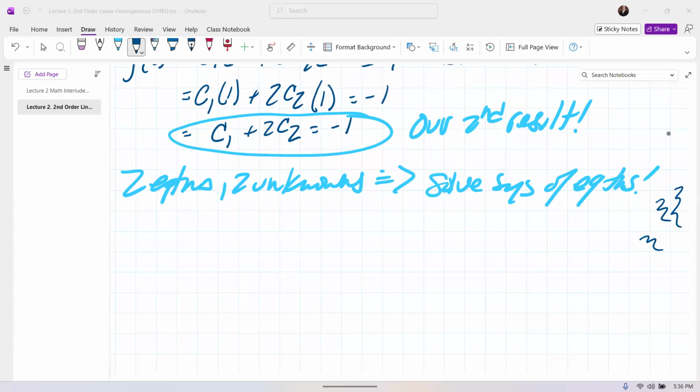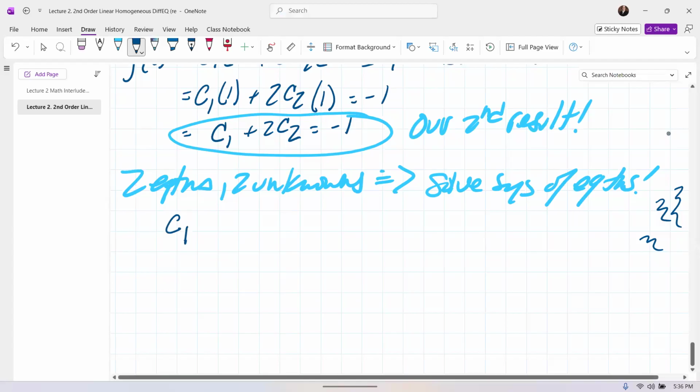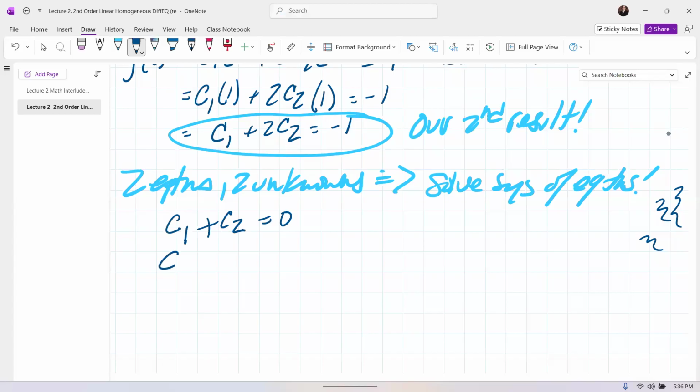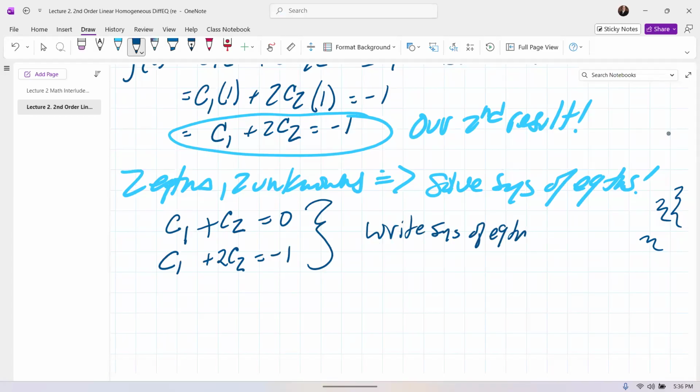Resume. Okay, so C1 plus C2 equals 0, and C1 plus 2C2 equals -1. These are our two equations, so you write the system of equations. Now, by inspection, I can see that if I added these two together and the bottom were the opposite of the top, the C1s would drop out. So I'm going to multiply the lower equation by -1.